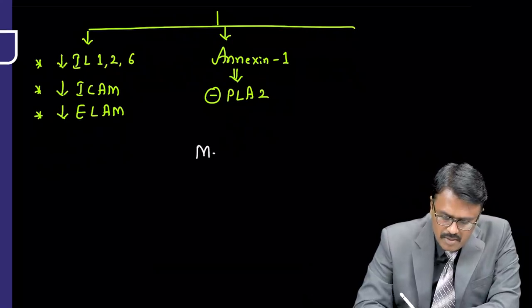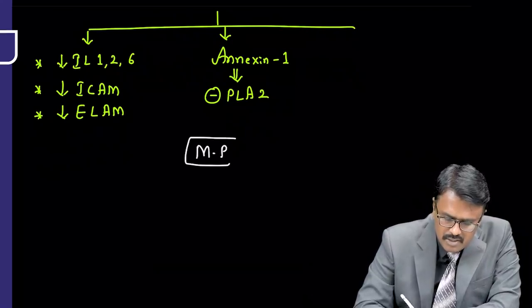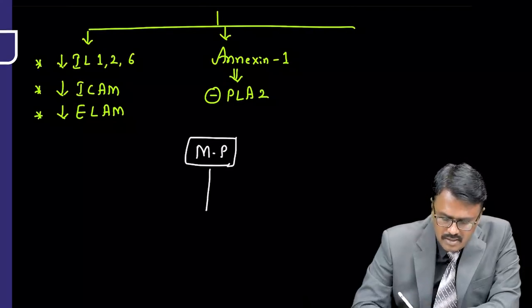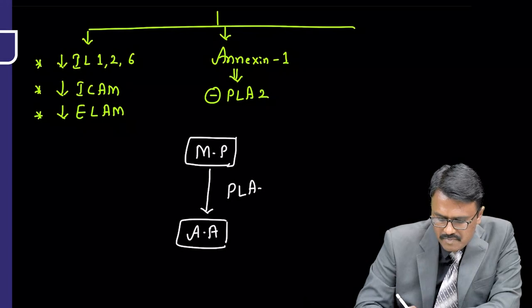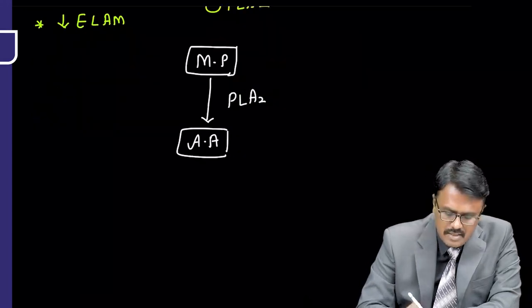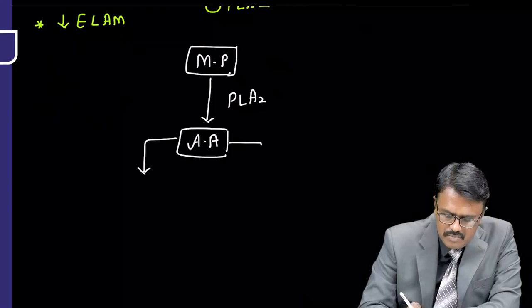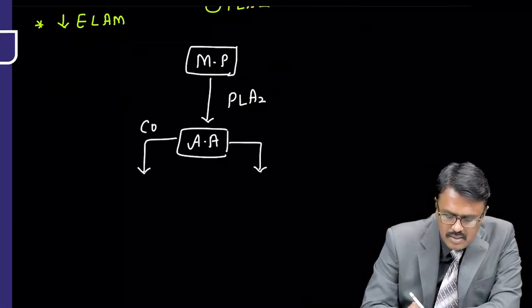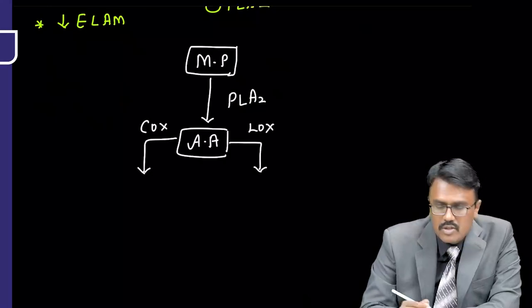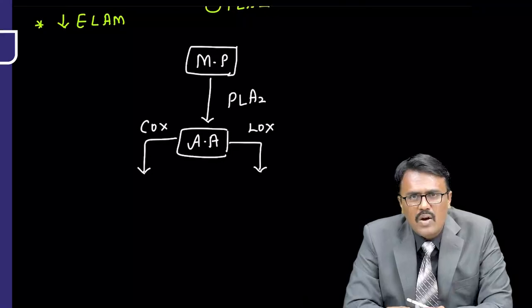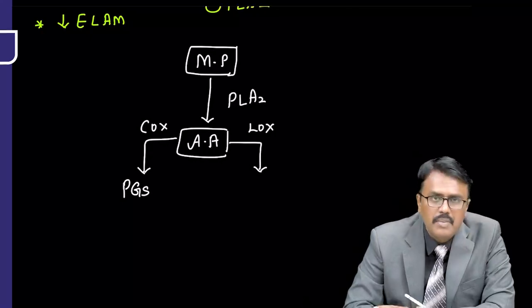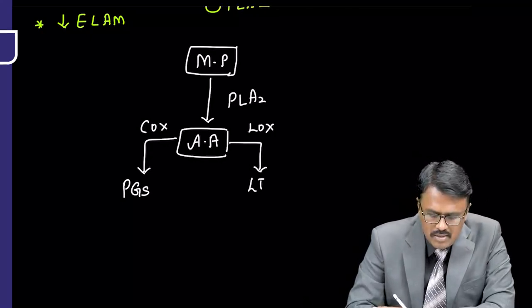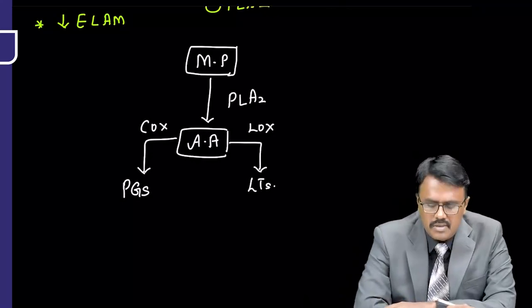Now, we know that membrane phospholipid, MP stands for membrane phospholipid, is converted into AA, arachidonic acid, with the help of phospholipase A2. This arachidonic acid is acted upon by two enzymes, the COX and LOX. COX stands for cyclooxygenase, LOX for lipoxygenase. So it will lead to prostaglandins, which are inflammatory mediators, and leukotrienes, which are also inflammatory mediators.